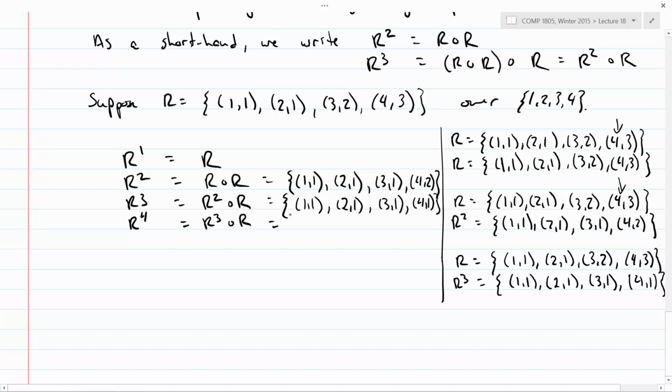So now I do this again. I have (1, 1) and (1, 1), so I get (1, 1). Move on to the next one. In general, you could have more than one. In this particular relation, we only have one. We have (2, 1) and (1, 1), so I have (2, 1). And now I move on to (3, 2). I have (3, 2) and (2, 1), so I get (3, 1). And I move to the last one, which is (4, 3). I have (4, 3) and (3, 1). So I get (4, 1).